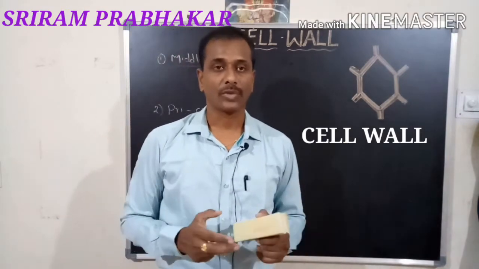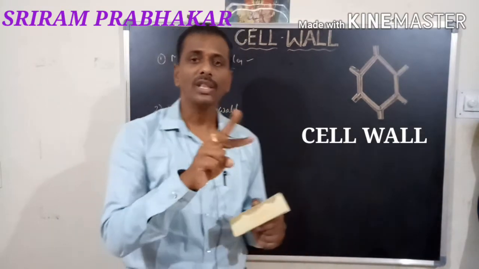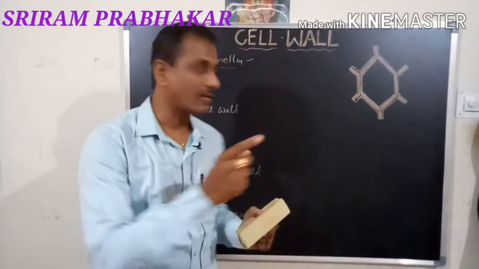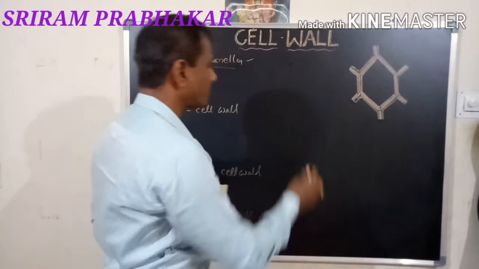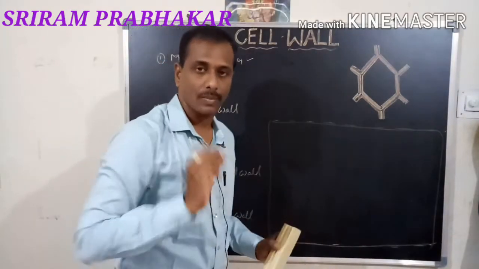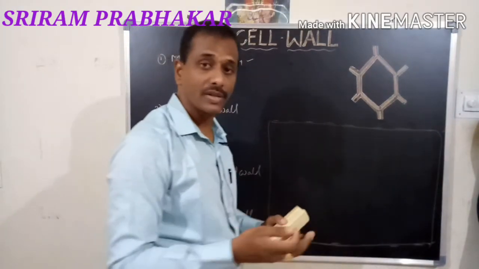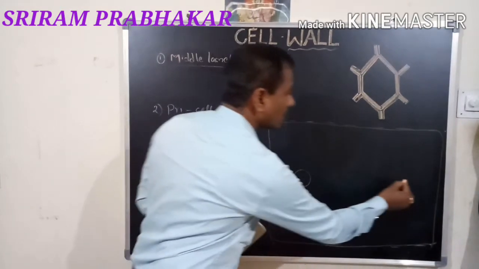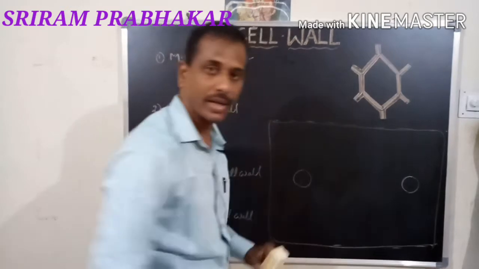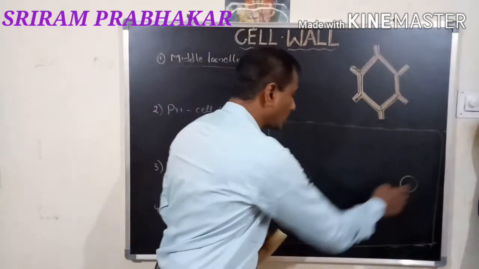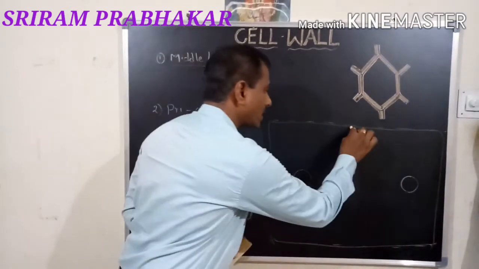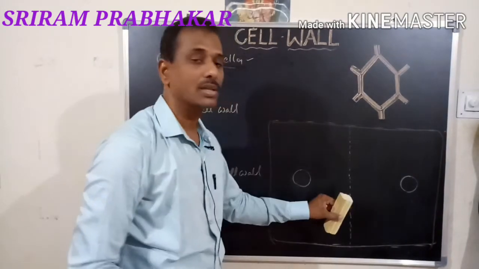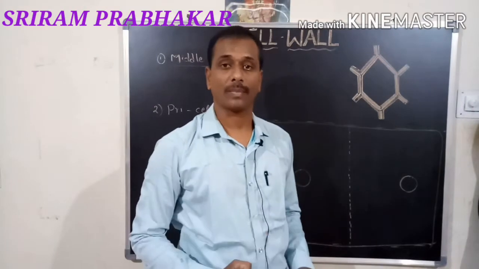First one, middle lamella. What is the middle lamella? After the cell division, we can observe that between the 2 cells a specific cell plate is formed. This I will show in a small diagram. See, this is a cell. After the cell division, that means after the formation of 2 nuclei, after the telophase, the 2 nuclei are separated. Between the 2 nuclei, a small plate-like structure is formed. This is called the cell plate.